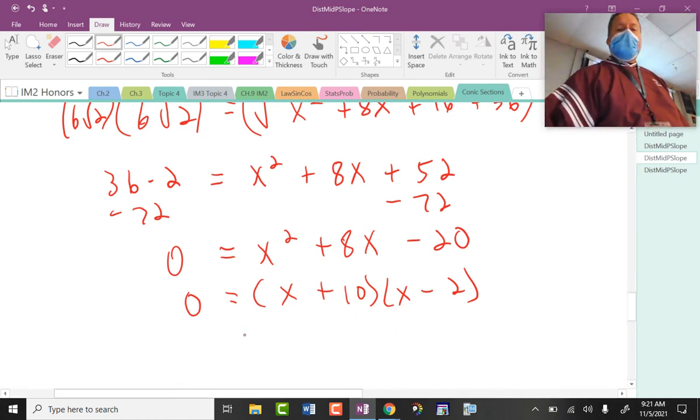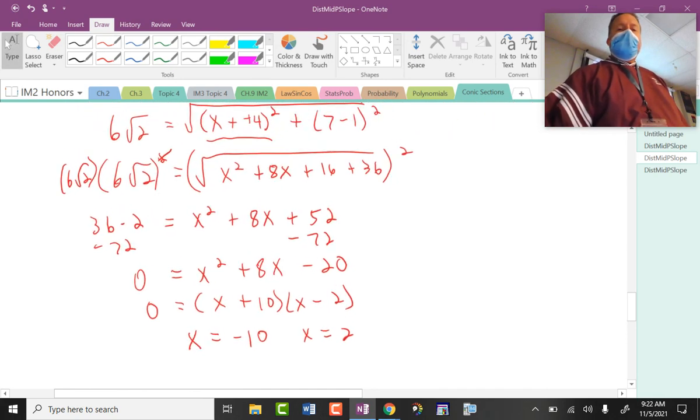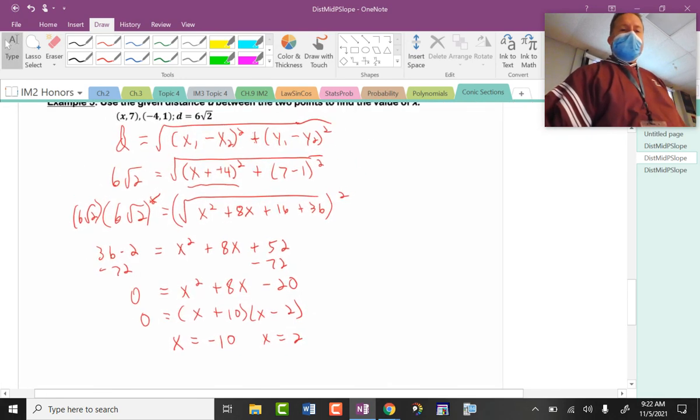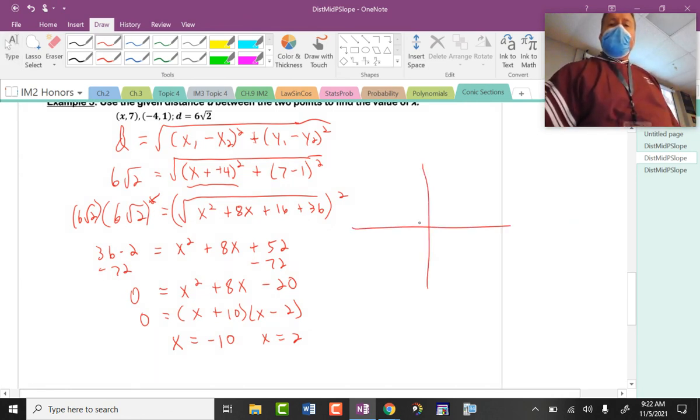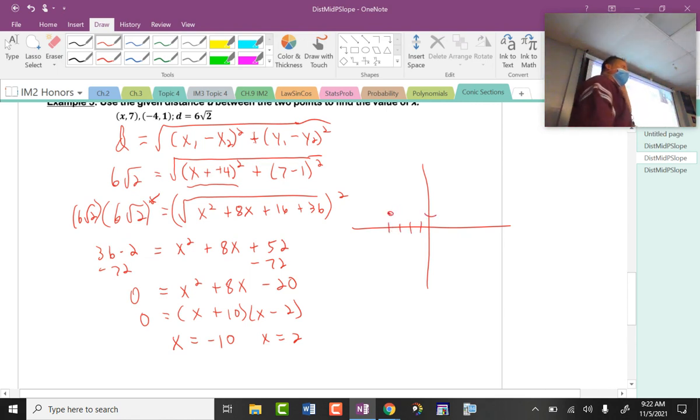Is this right? Wait a minute. How did I get 2 answers? This is strange. What's going on here? It's actually very simple. I have -4, 1. Going to do it again. And then apparently blank comma 7 could be either -10 comma 7 or 2 comma 7.